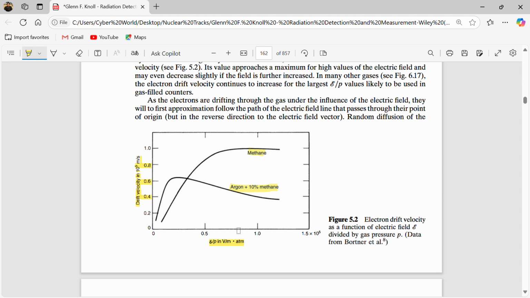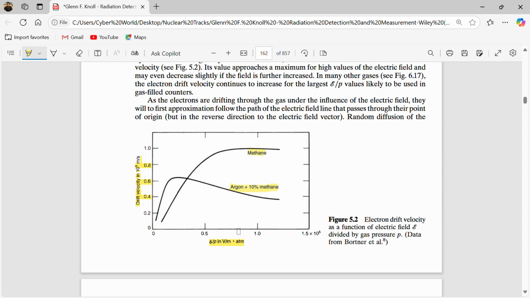What we observe from this graph is that for only methane gas, the drift velocity increases, since it is only one gas, methane. But with a mixture of two gases, argon plus methane, as you increase the electric field per pressure, meaning as you increase the electric field the pressure has to decrease, and by increasing the E by P ratio, for argon plus methane gas the drift velocity decreases.